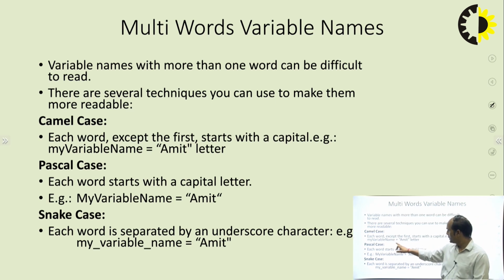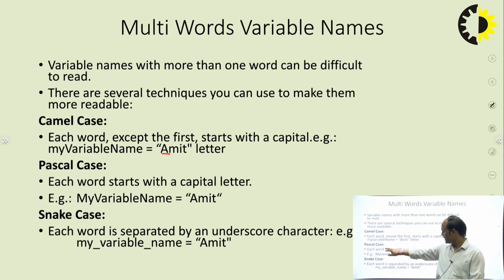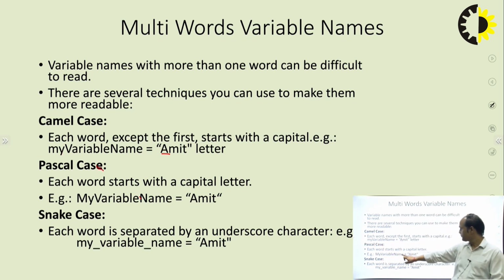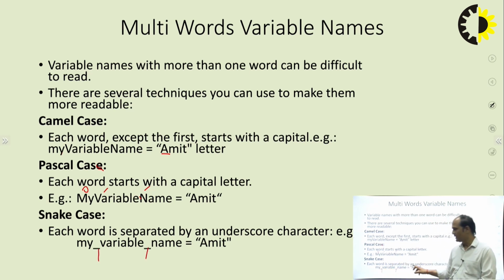In camel case, the first letter is not capital, and except for the first word, each word starts with a capital letter. In Pascal case, each word starts with a capital. Suppose my variable is FirstName, where F is capital and N in Name is capital. This is called Pascal case. In snake case, we use the underscore between words in the variable name. These are the ways we can define multi-word variable names in the Python programming language.